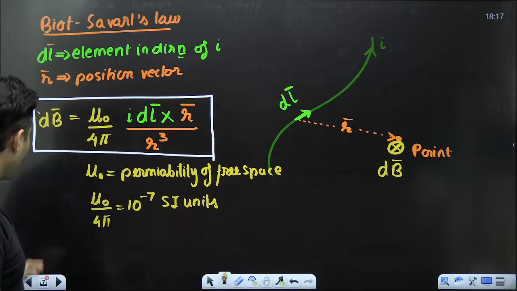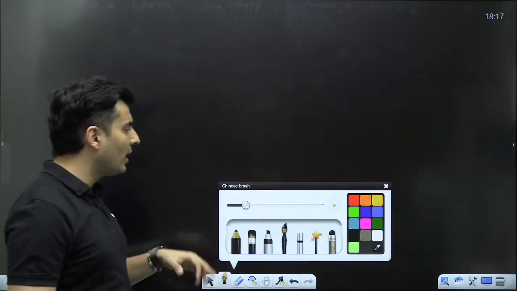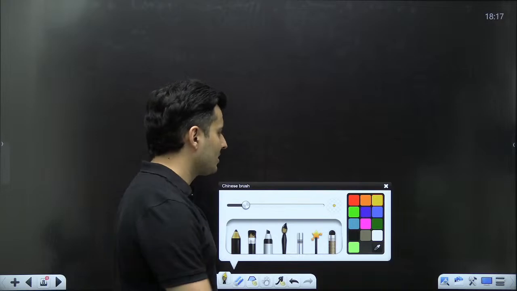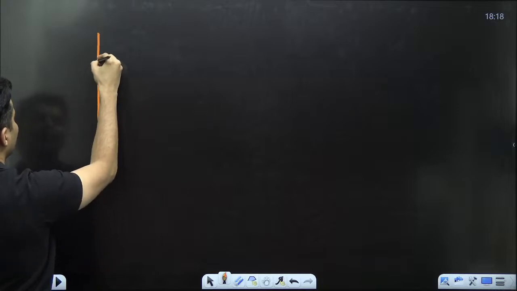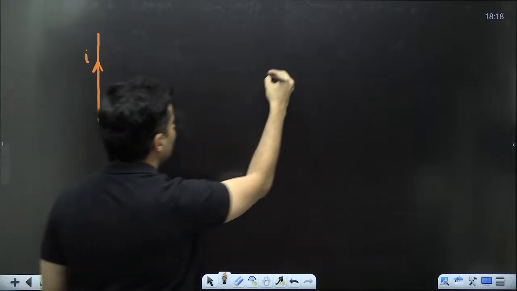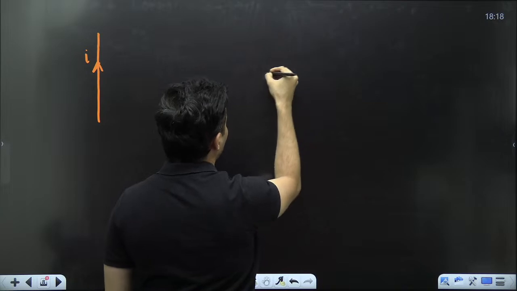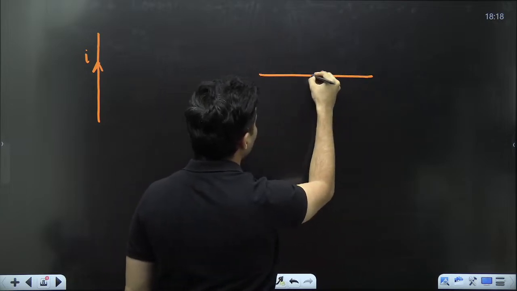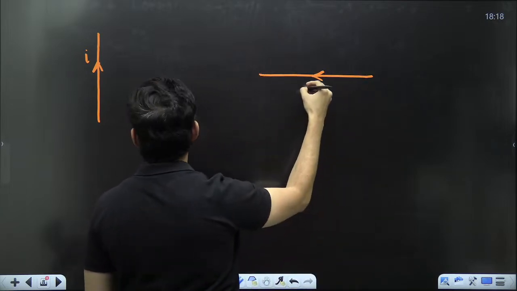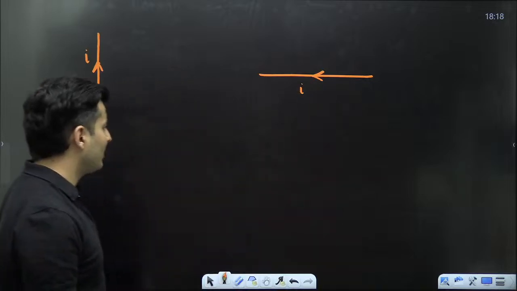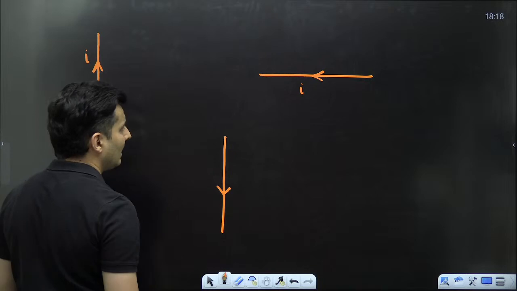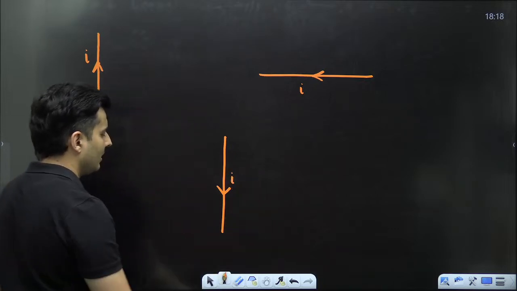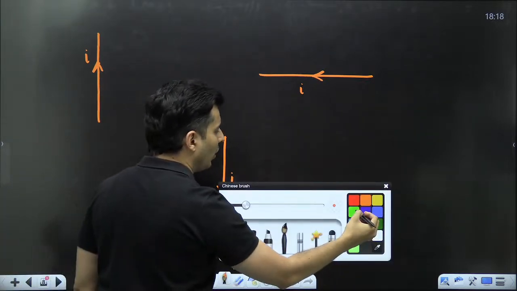Understood? Clear? Let me take some examples so that you are confident with the directions. Come on, everybody, start doing this. Let's take a wire which carries some current I, like this. These are just some wires which carry current. Let's take a wire which carries current basically like this. Okay, let's take some points.